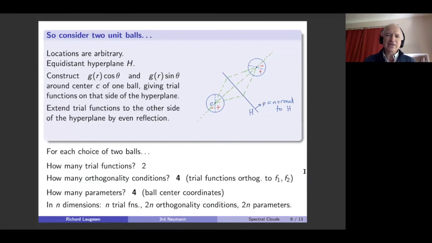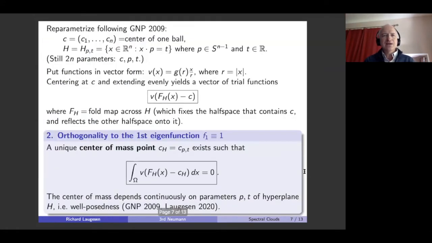So the hyperplane is determined again by n parameters because you need a direction, that's p, a unit vector, unit normal. So that's a vector on the unit sphere, so that's n minus 1 parameters. And then you need to say, well, what's the height of the hyperplane? In other words, how far have you translated the hyperplane in that normal direction? So that's 1 more parameter. So we still have 2n parameters: c, the center, p, the unit vector, and t, the height of the hyperplane.